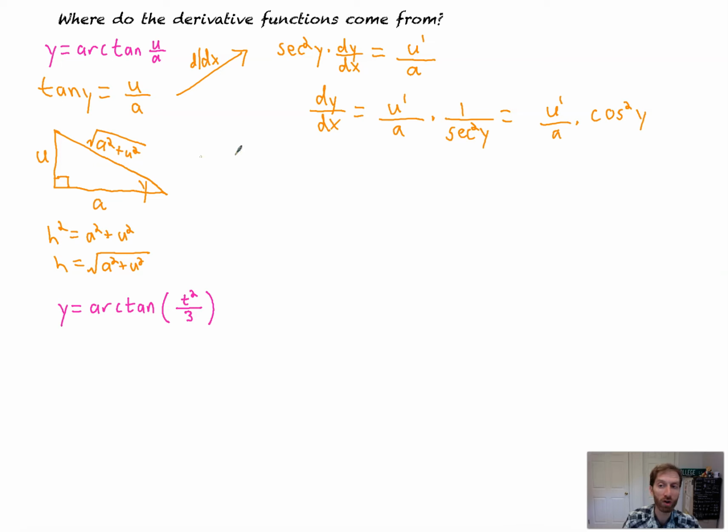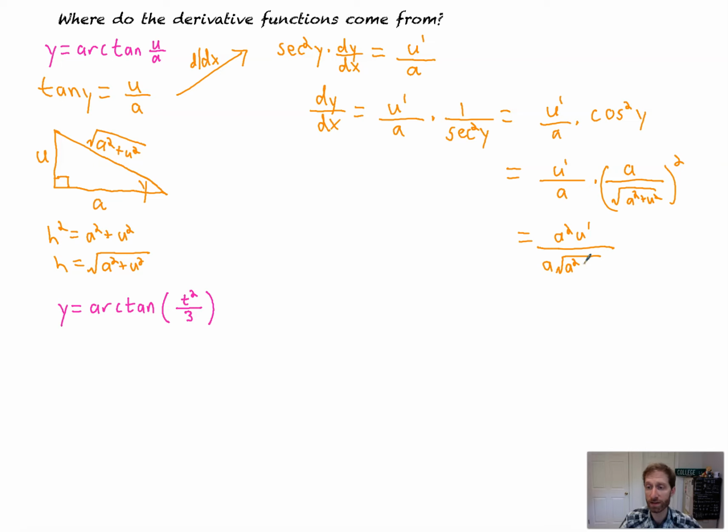So now we're going to use our triangle here, and that's going to be equal to u prime all over a times cosine squared, which is adjacent squared over hypotenuse squared. So that's adjacent over hypotenuse, the square root of a squared plus u squared, and we're squaring all that based on what we found here, because that's cosine. That gives you a squared u prime all over a root a squared plus u squared.